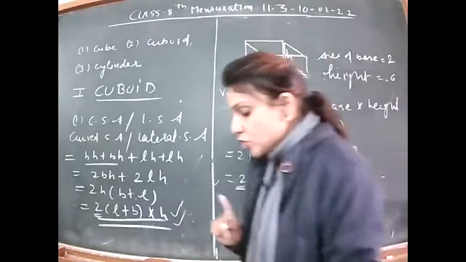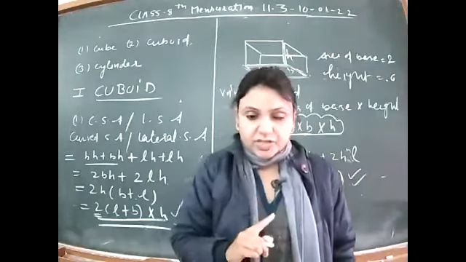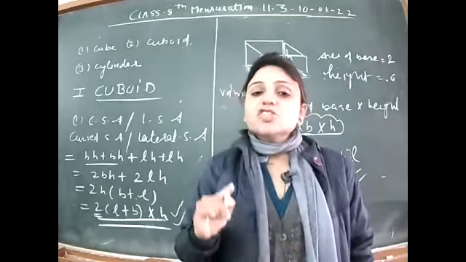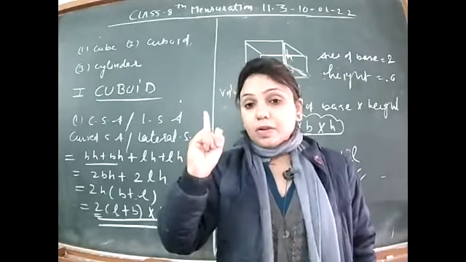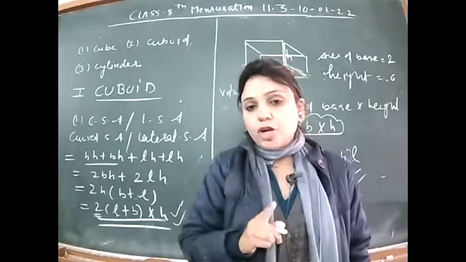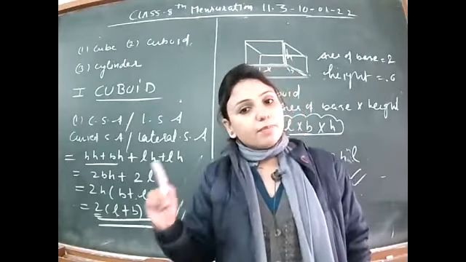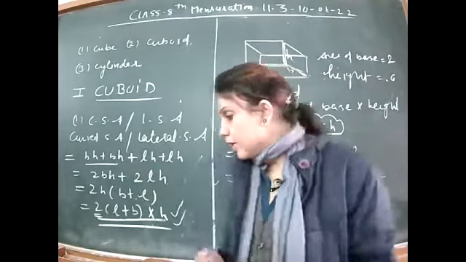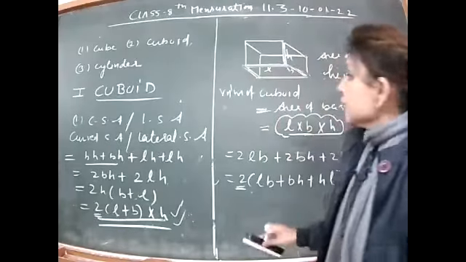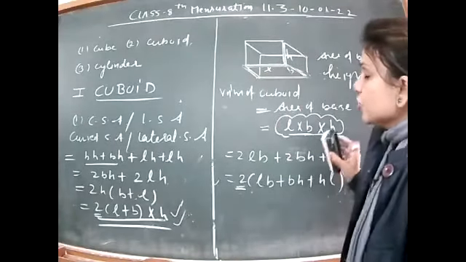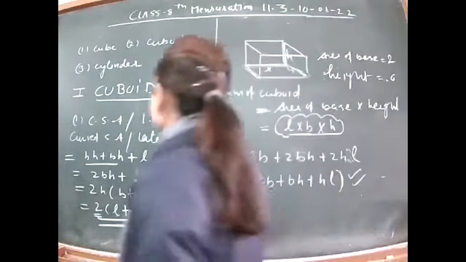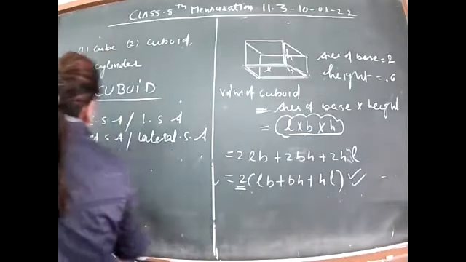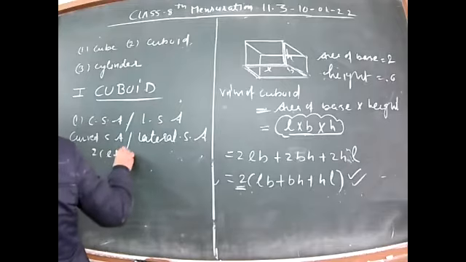So the concept which is working behind the curved surface area is perimeter of the base into height, and the concept which is working behind the volume of a cuboid, volume of a 3D object, is area of the base into height. Remember this thing very carefully. So in a nutshell, I want to conclude that we have done 3 formulas, one for the curved surface area and the lateral surface area of the cuboid, that is 2 into (L plus B) into H.